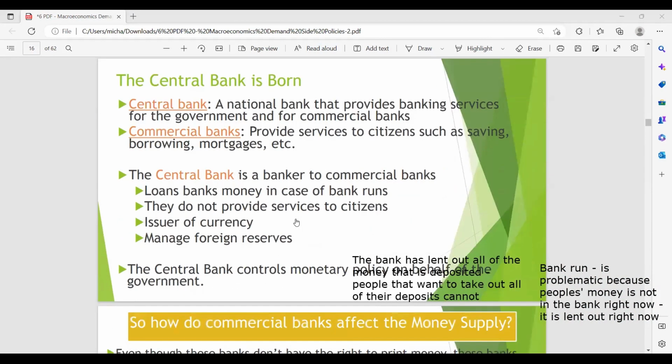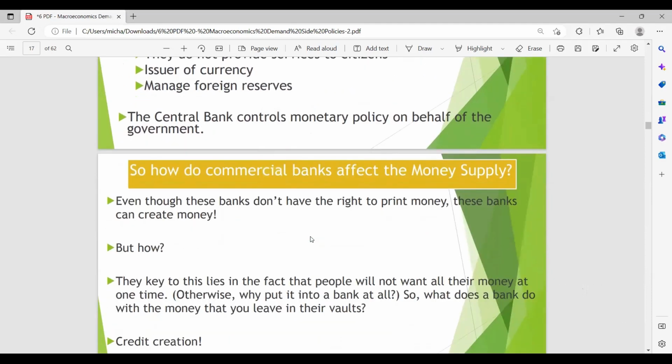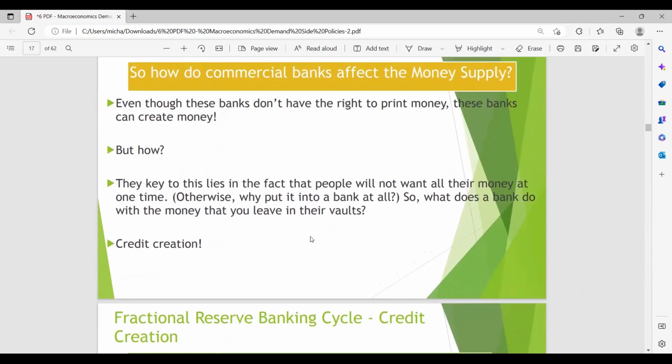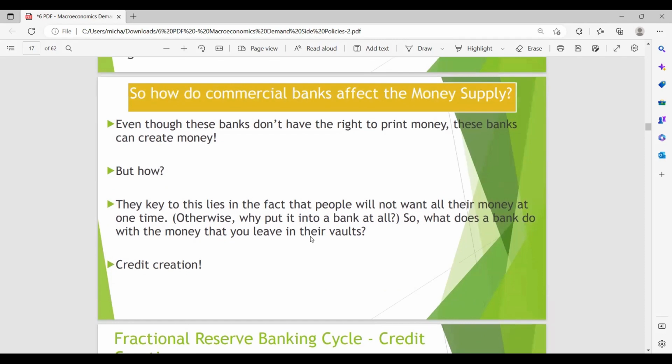So the central bank is born. A central bank is a national bank that provides banking services to the government and to commercial banks. Commercial banks provide services to citizens such as saving, borrowing, mortgages, etc. The central bank loans banks money in case of bank runs. They don't provide services to citizens. They issue currency and manage foreign reserves. The central bank controls monetary policy on behalf of the government. Commercial banks create money through credit creation.